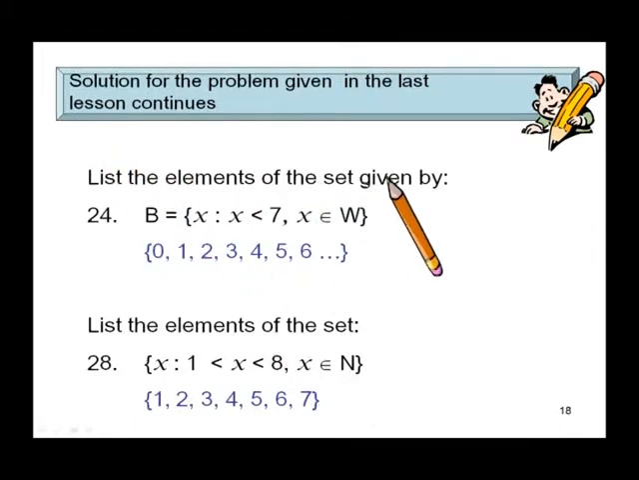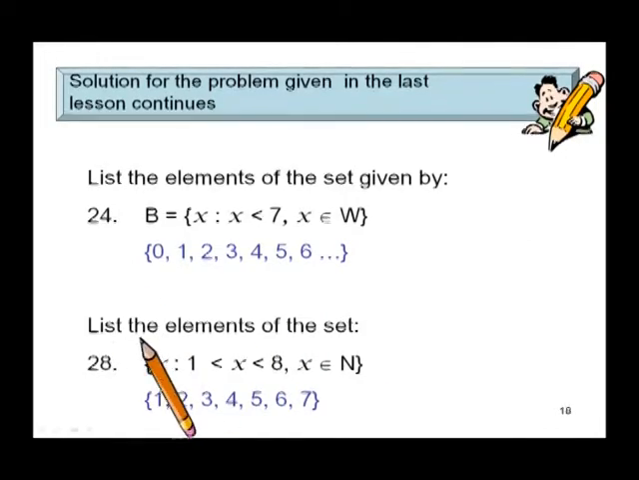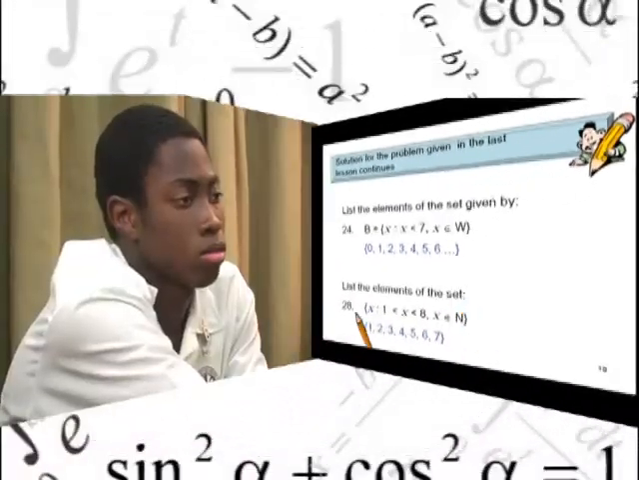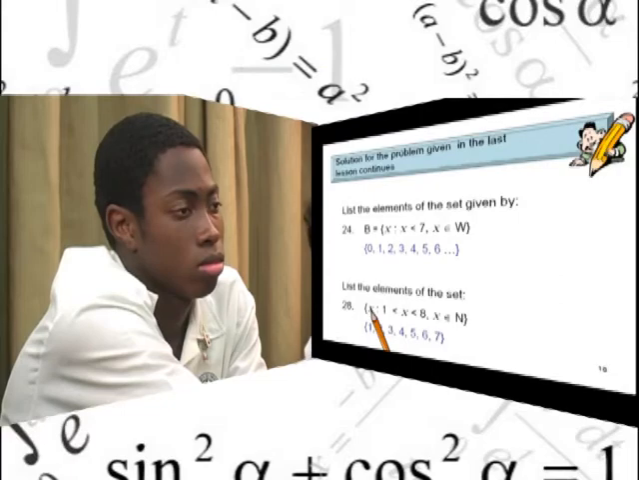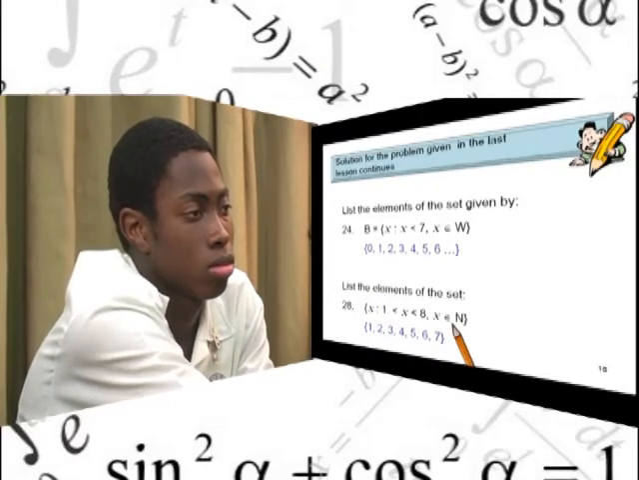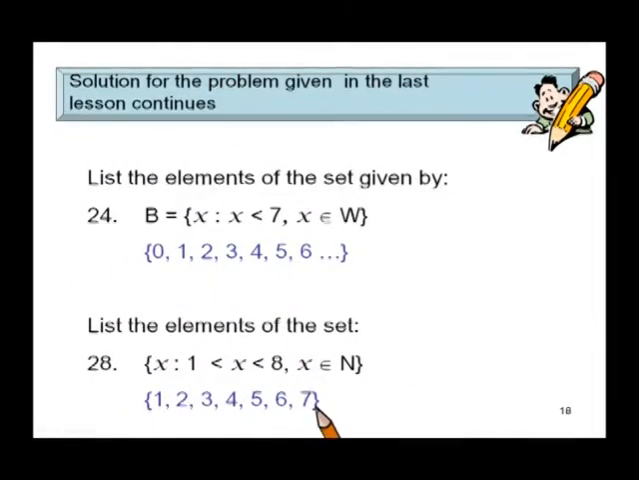List the elements of the set given by 24. B equals {0, 1, 2, 3, 4, 5, 6, and so on}. List the elements of the set 28. {1, 2, 3, 4, 5, 6, 7}.